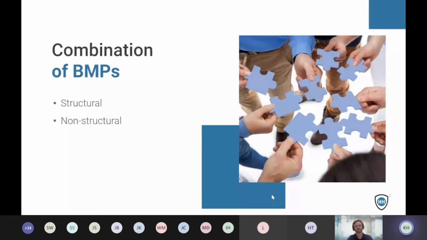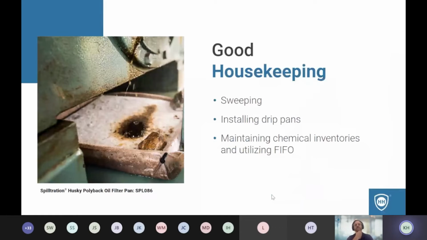All of those non-earthed materials that might be in place are considered non-structural. And as I mentioned, probably going to need a combination of them to help keep all the pollution from getting into the waterways. So one of the first forms of best management practices is good housekeeping. And good housekeeping practices are something that will help you if an inspector does show up at your facility, if you've got your facility in order and you're doing your part to keep your area as clean as possible.